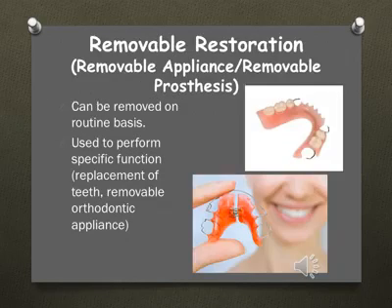Removable restorations or removable prostheses, unlike the fixed ones, can be removed on regular basis from the patient's mouth. They are basically intended to perform certain specified functions into the oral cavity. Like, for example, if there are certain missing teeth, you can give a partial denture, removable partial denture to the patient. So that's also a removable prosthesis.